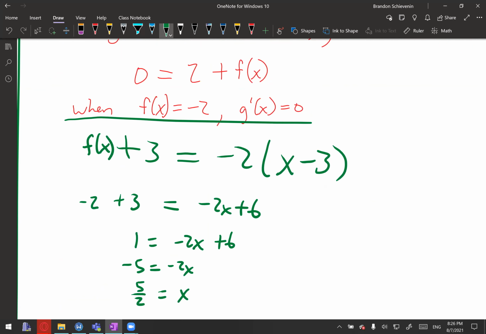So I've got x is 5/2, the point where our slope is 0. Okay, I'm jumping to part B. In B, we've proven that we have a critical point where the slope is 0 at 5/2. How do I know whether this is a maximum point or a minimum point?